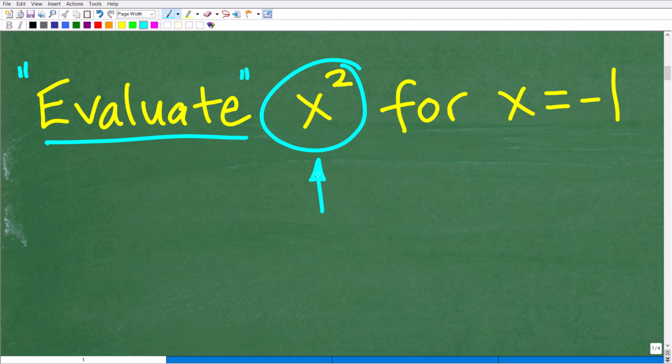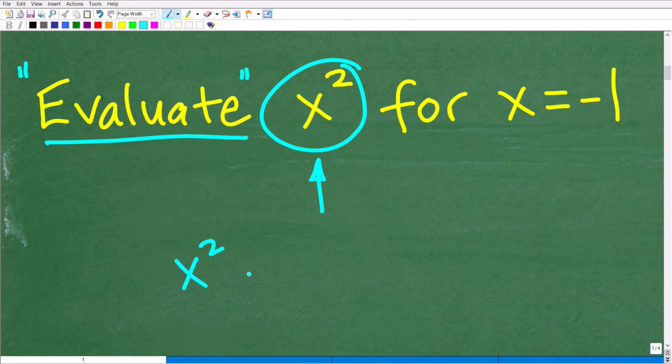Now there's a difference between an expression and an equation. So for example, x squared is, hey, I'm just expressing something as if I was going to write a sentence and tell you a little story. So this is just an expression, okay? This also would be an expression, okay? These are examples of expressions.